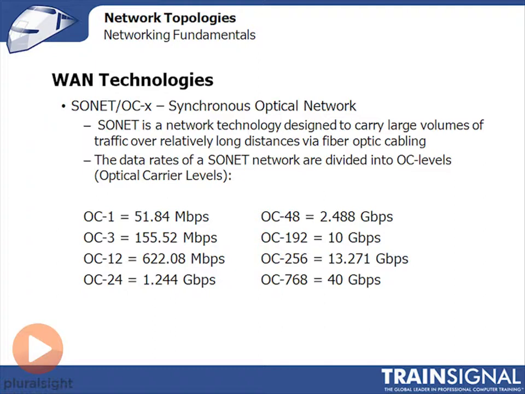The data rates of a SONET network are divided into what's called OC levels, or the optical carrier levels, and I have them listed for you here on the screen. Notice that we go all the way up to OC-768, which will get you 40 gigabits per second, so quite fast. And actually, these days, again, I'm kind of going through a little history lesson here. Everything today exceeds even what we see here.